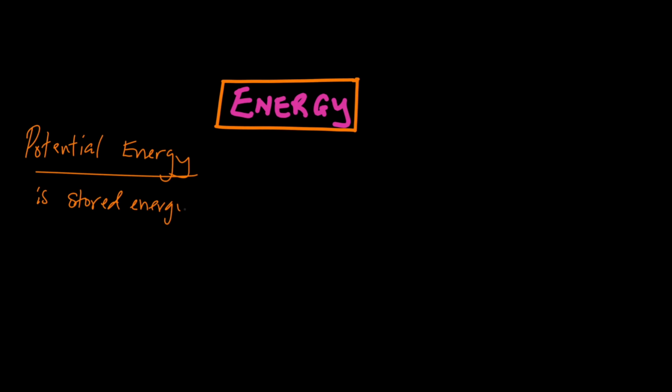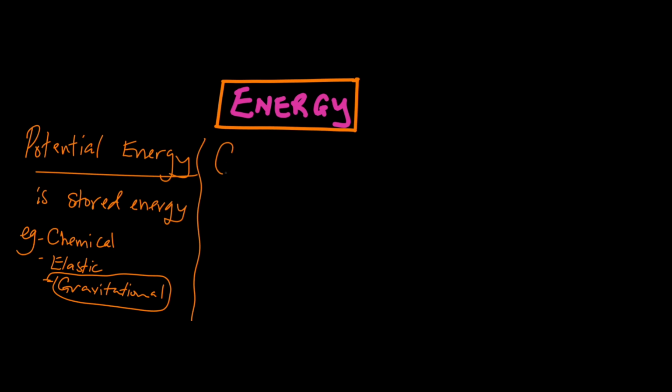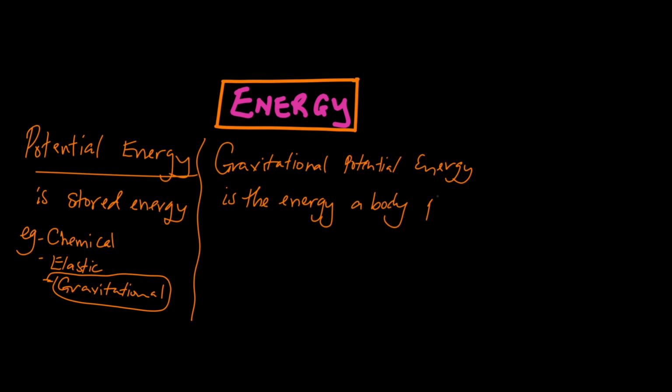Now let's look at potential energy. Potential energy is known as stored energy, and there are many different types. For example, chemical energy, which comes from batteries and fires, elastic energy, from any elastic material, and gravitational potential energy, which of course we're going to look at more specifically. What is gravitational potential energy? Well, gravitational potential energy is described as the energy a body possesses due to its state or position. Its state really refers to whether it's stationary or not, and its position has to do with its height.